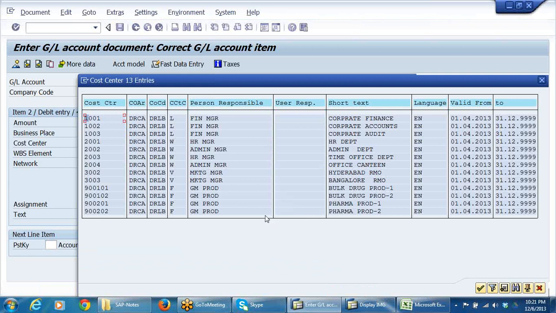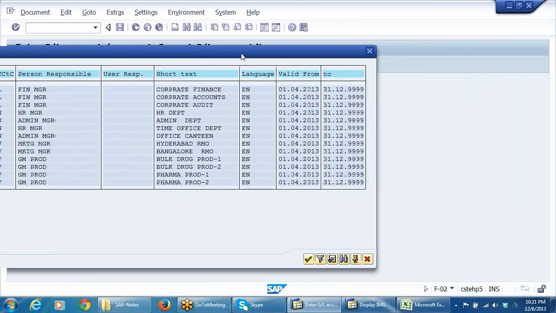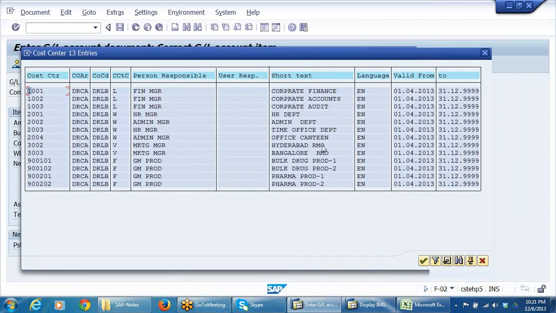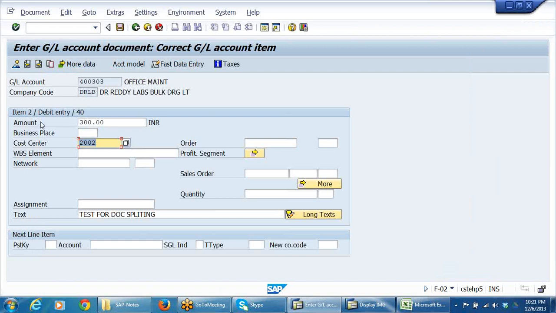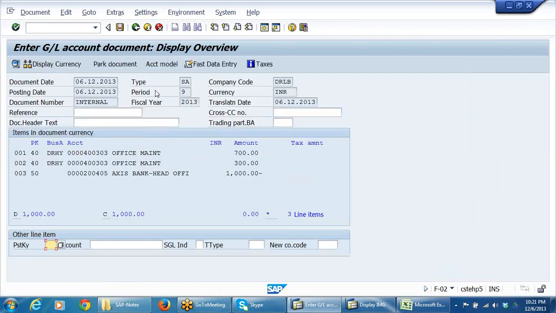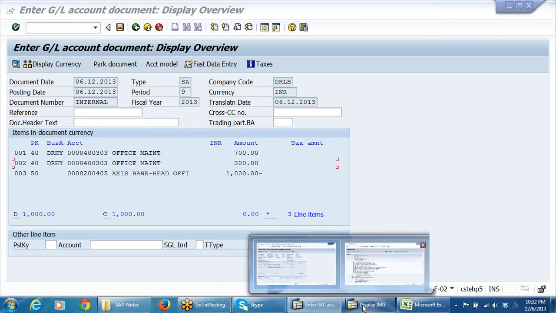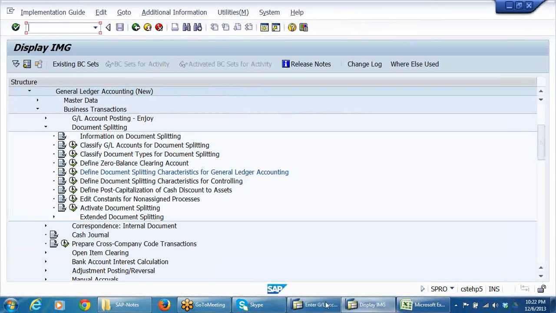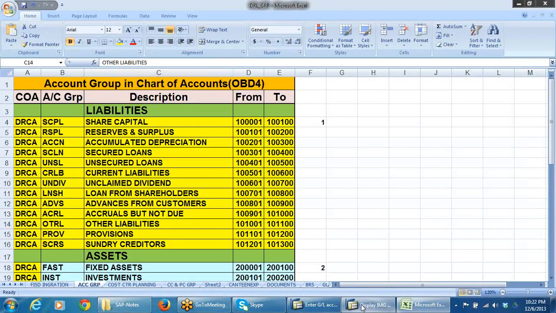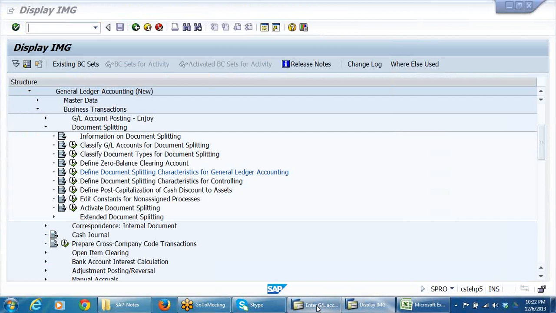Now let me check. If I change the business area, in all cost centers I have given Hyderabad business area. Here if I take this also DRHY, I cannot change it now in the cost center. Otherwise I have to, I'll do one thing otherwise.